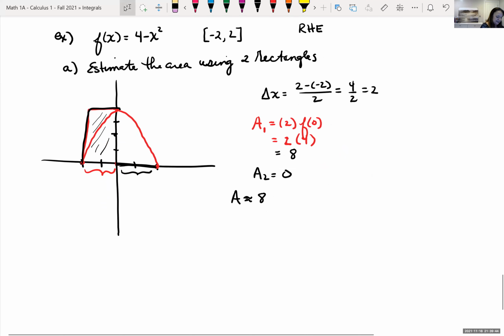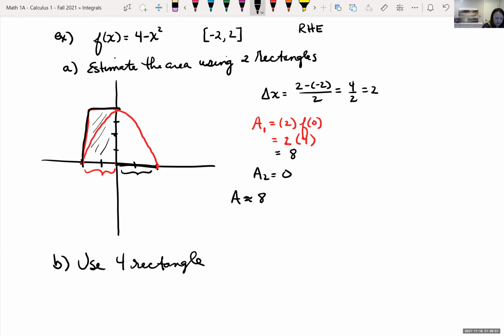Where if we did this and it says use 4 rectangles, our width of each rectangle is going to be 2 minus -2, but this time we're dividing by 4. So 4/4, which is 1.